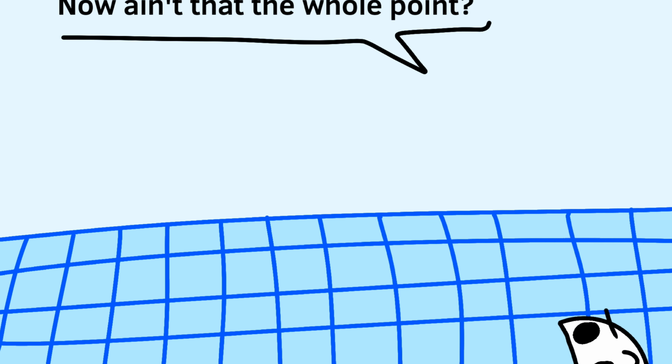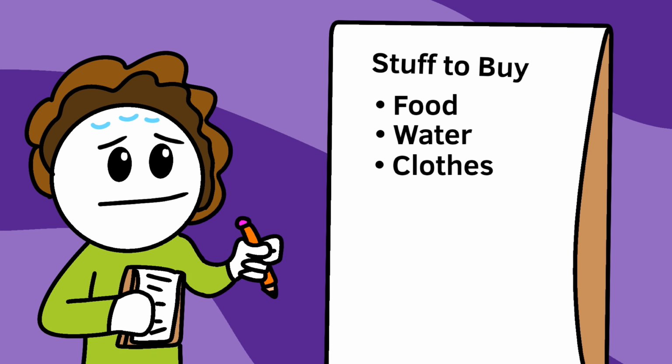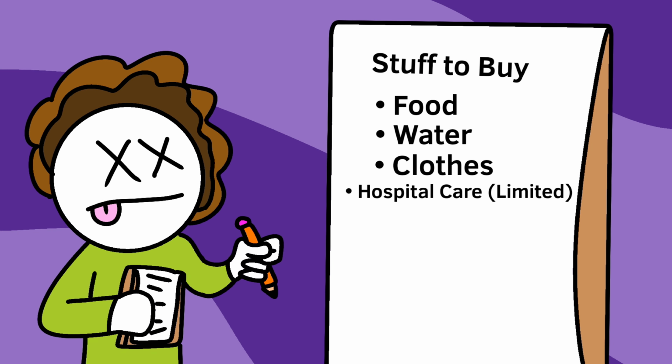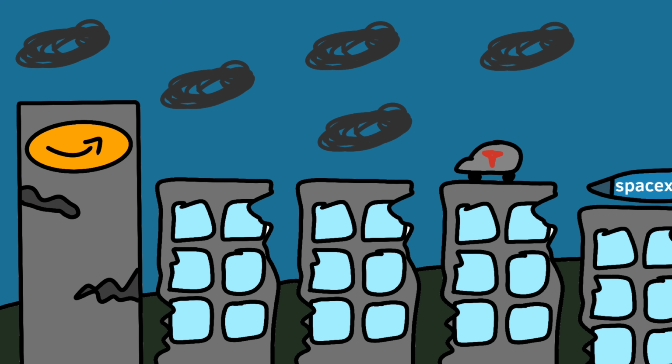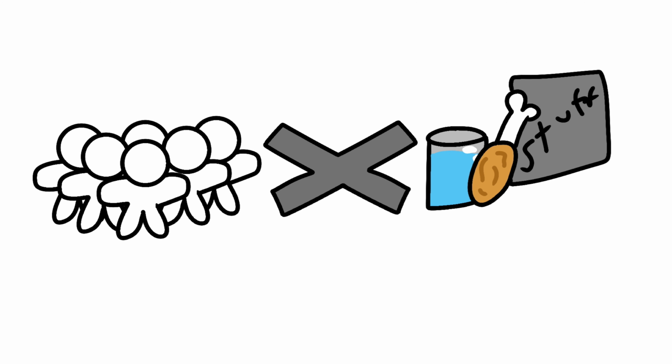Another weird thing about money is that we have to pay for everything. Life is like a video game that you have to pay to win. You need to pay for food, water, clothes, and if you live in the States, then basic hospital care. Now I get it, we're living in a world where you cannot create stuff out of thin air, but we do have tons of resources, but we just don't give them away to people because corporate needs money.